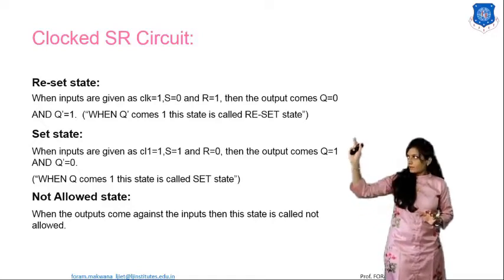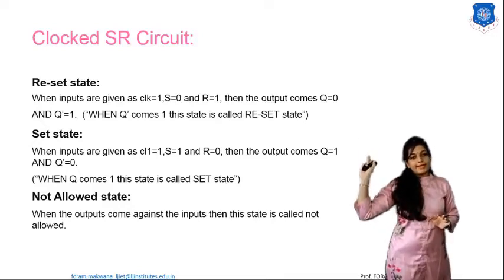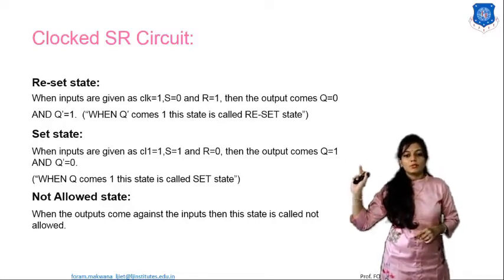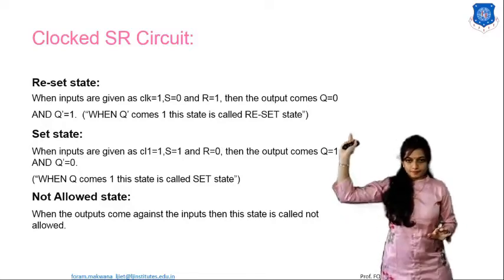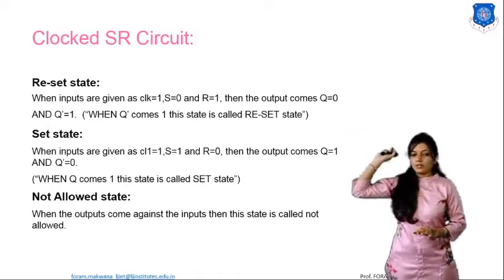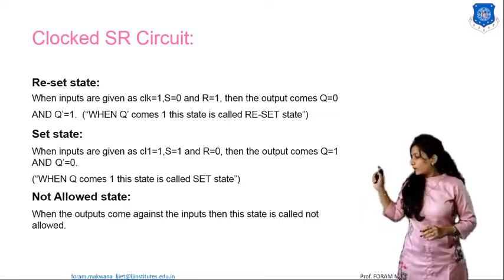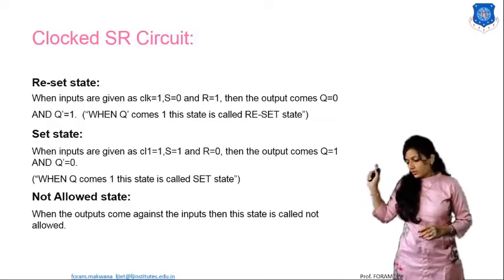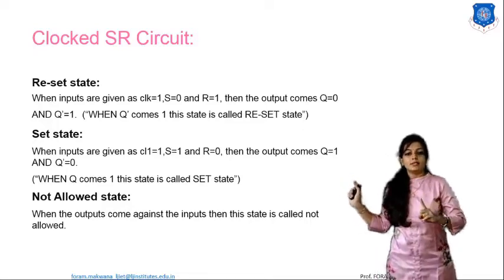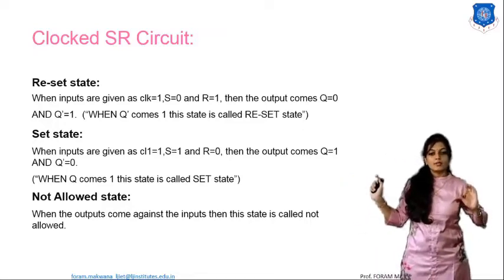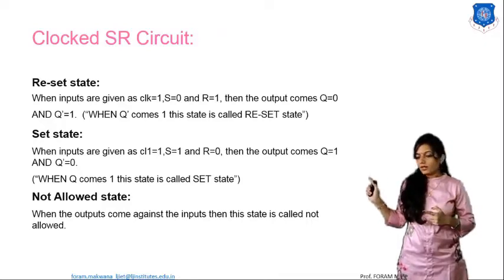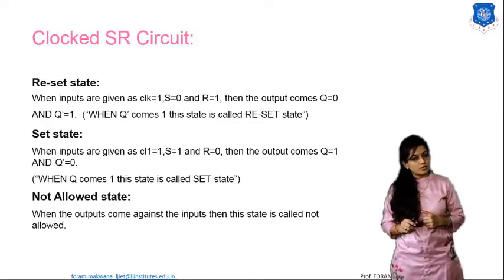Okay? So when the clock is equal to 1, and if S is equal to 0 and R is equal to 1, then my flip-flop is going to be reset. Output Q is equal to 0 and Q dash is equal to 1. So what is the set state? The set state means clock is equal to 1, S is equal to 1 and R is equal to 0. Alright? So Q is equal to 1 and Q dash is equal to 0.